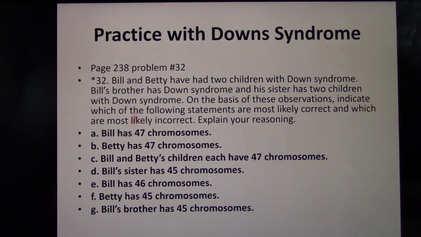This is a problem that I'm going to have to create a different video for, but the solution is in the notes for this slide. Make sure you understand how many chromosomes Bill has. Bill has 2 kids with Down syndrome. Bill's brother has Down syndrome, and Bill's sister has 2 kids with Down syndrome. So that sounds like it's inherited. The type of Down syndrome that is inherited is familial, caused by a translocation, Robertsonian translocation. So that's to get you started thinking about that. Be looking for the other video to focus on this problem.